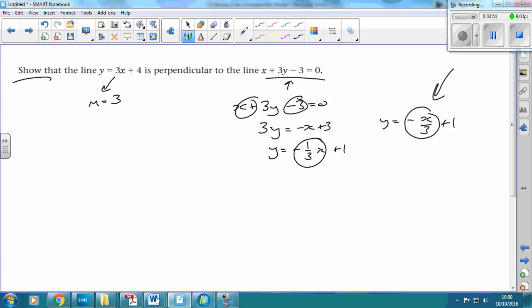So either way, the gradient of this one, m equals -1/3. So to show they're perpendicular, you'd say that 3 times -1/3 equals -1. Therefore, because these 3 dots mean therefore, perpendicular.